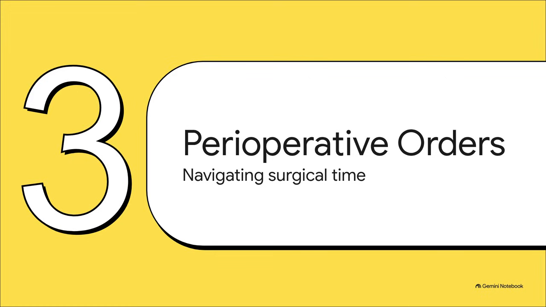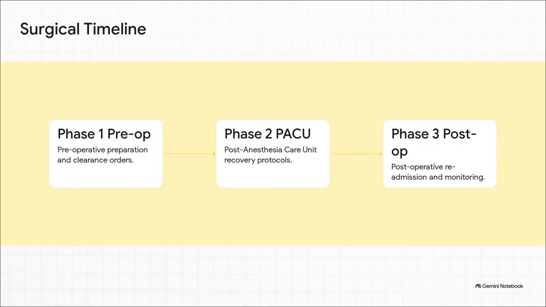Section 3. Managing perioperative orders. Navigating the surgical timeline. So, for surgical admissions, things get a bit more complicated. A patient's status can change wildly during surgery, right? We have Phase 1, which is all your preoperative preparation and clearance orders. Then Phase 2 kicks in with standard protocols for the PACU while the patient wakes up. But Phase 3 is where it really gets interesting.